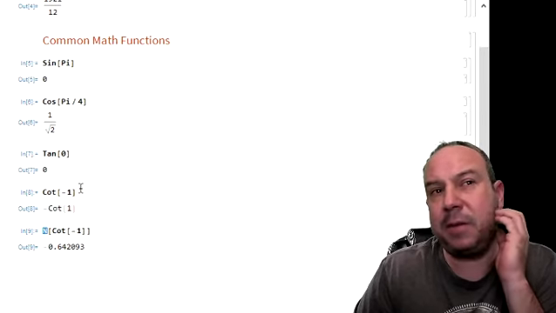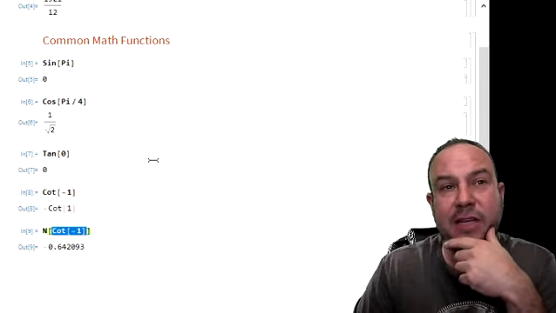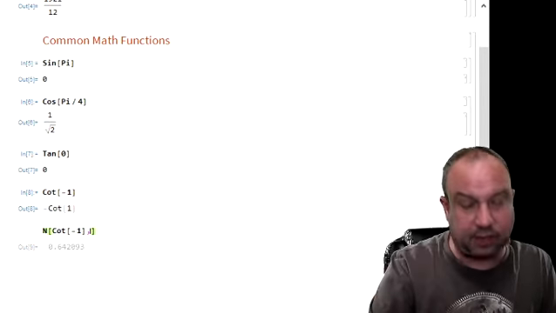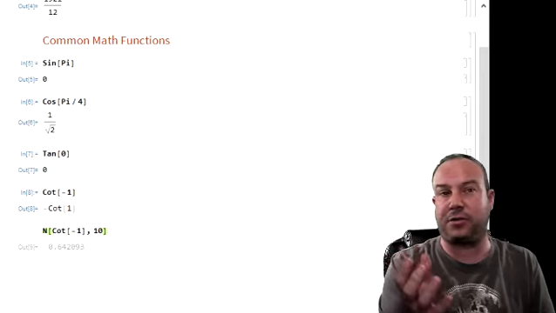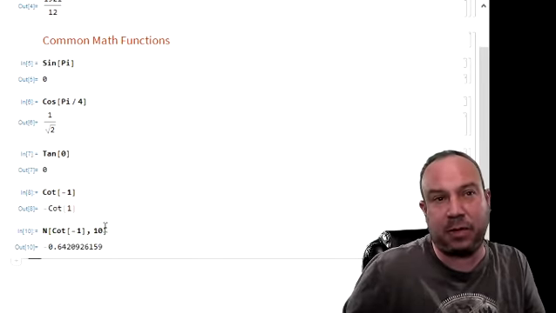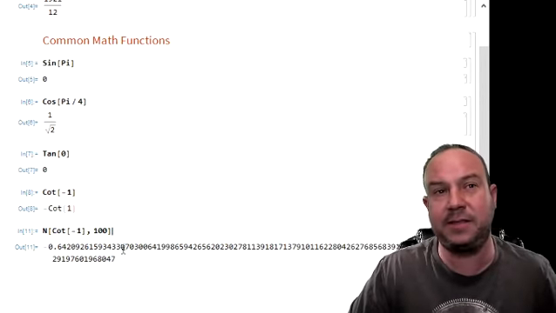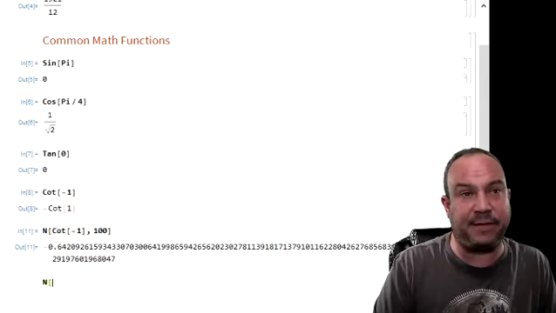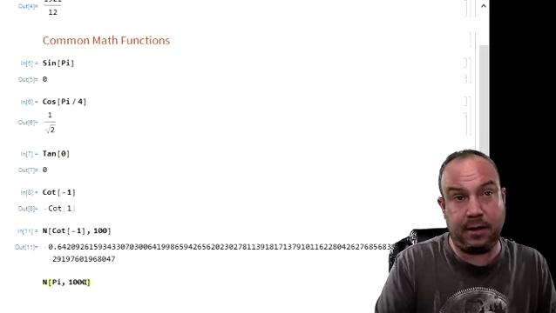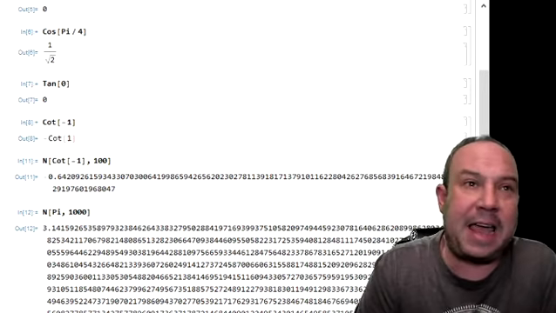The function N can be applied to quantities to give the decimal approximation, and we can apply that function N to make larger decimal quantities by following the function with the number of decimal places we want. Right here I want 10 decimal places. I could also have that calculated out to 100 decimal places. And this is just the N function. I could calculate pi out to 1,000 decimal places using the N function.